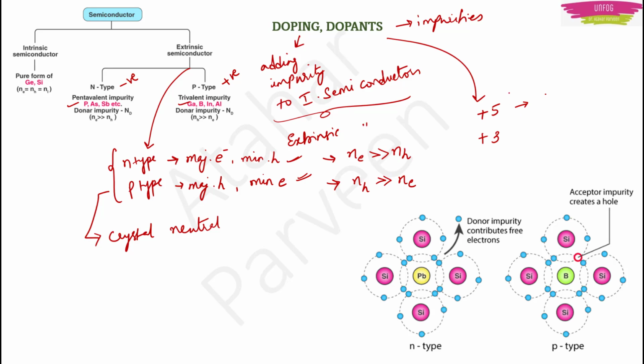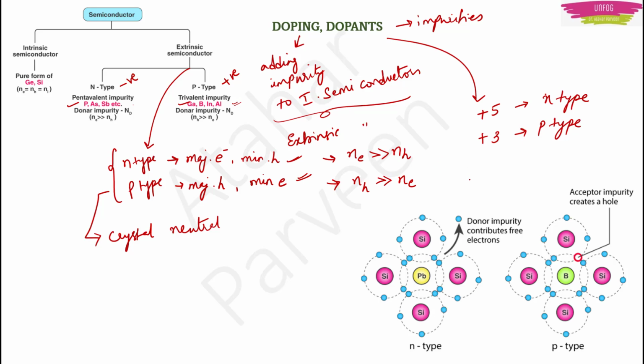Now we said that the impurities are pentavalent and trivalent. These pentavalent, or valency 5, elements are used as dopants only in N-type. In N-type semiconductors, pentavalent dopants are used, and in P-type semiconductors, trivalent dopants are used. If you just remember these elements, they are enough. They are very commonly known elements used as dopants, so questions will also be based on these elements only.